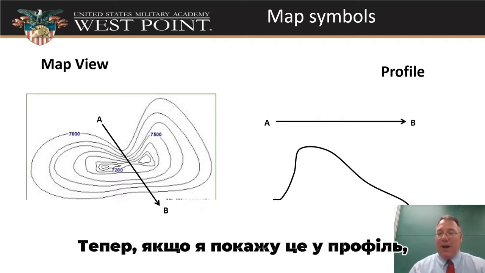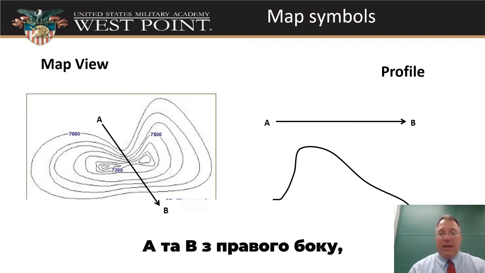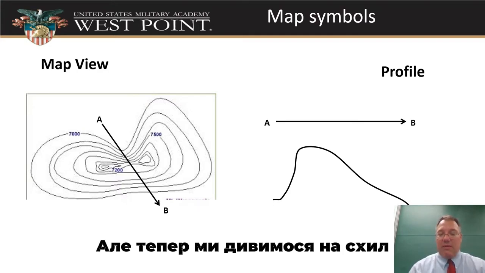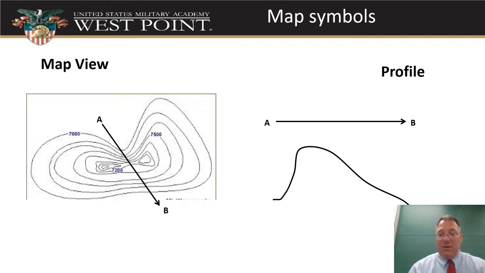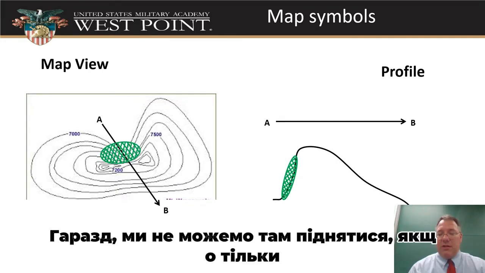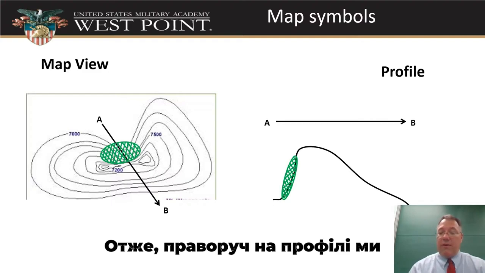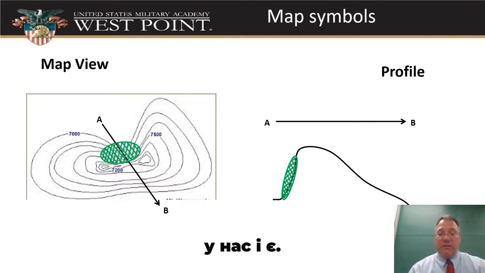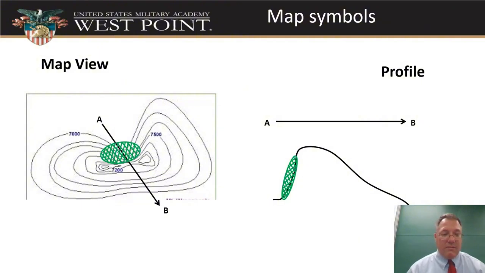Now, if I make a profile of that, we're showing the location of A and B on the right-hand side, that's the arrow on top. But now we're looking at the side of that hill. That's what those contour lines translate into. So that's pretty steep there on the left of that hillside. That's severely restricted terrain. We can't get up that unless we're going to make a major climbing operation out of it. So on the profile, we can mark off the cliff that we've got, and on the map we need to show that same area of where that is.